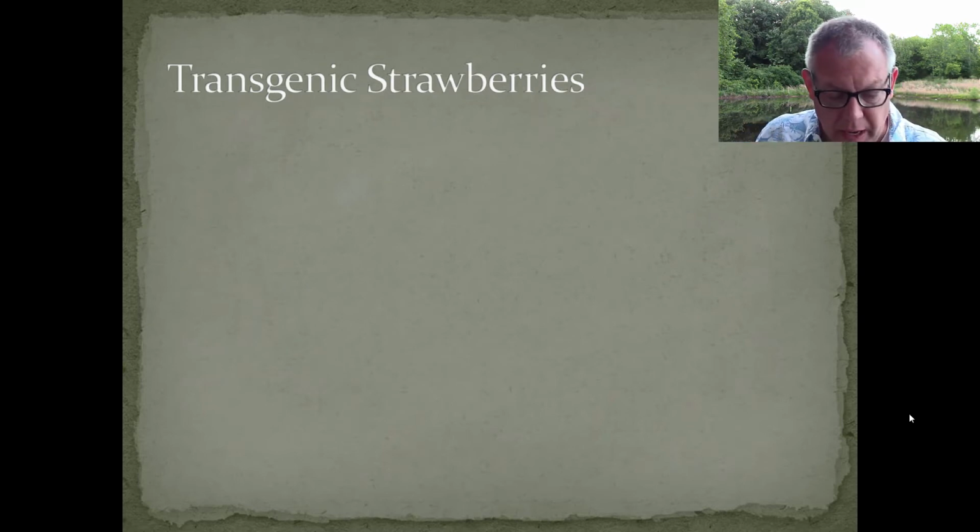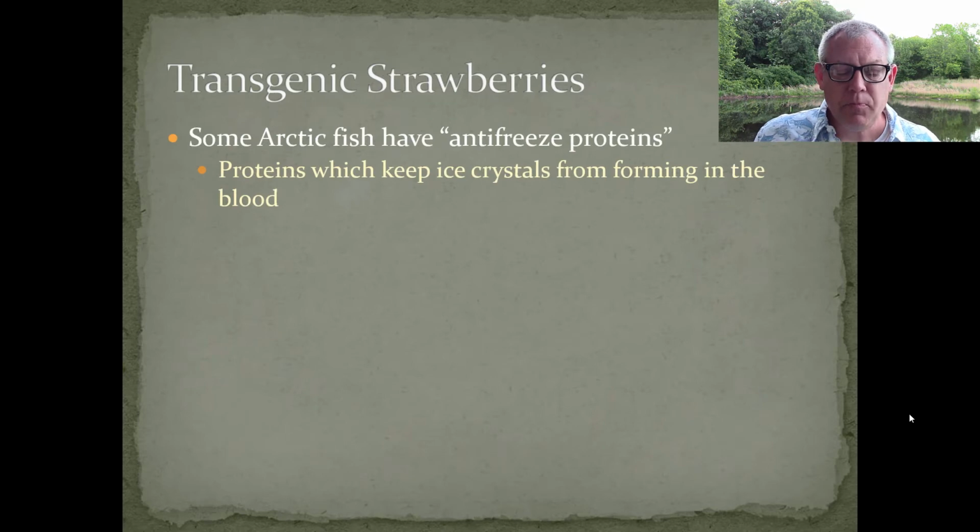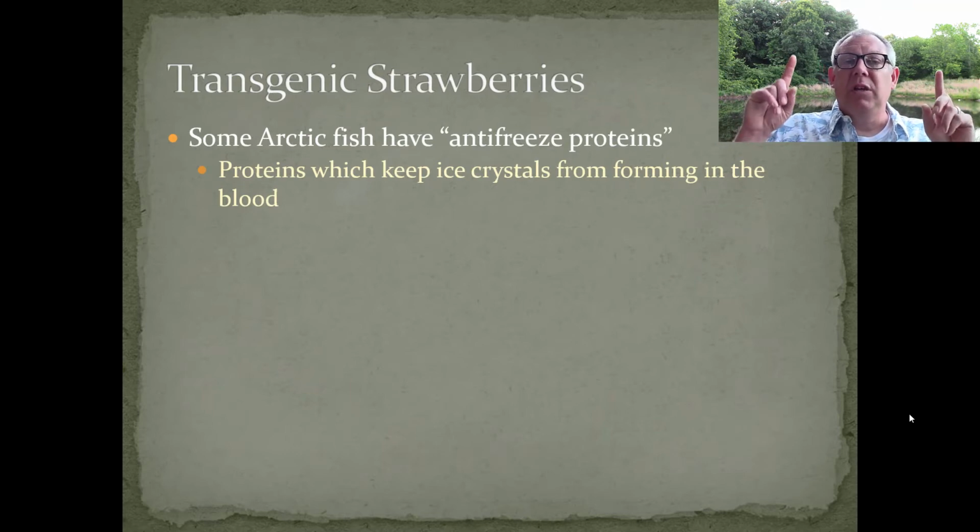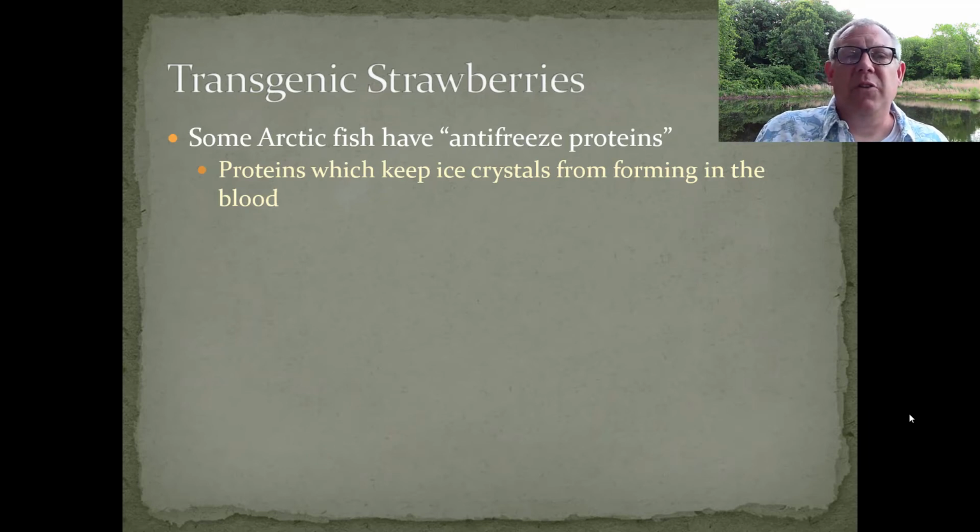Another agricultural example: transgenic strawberries. So that was moving some genes among different species of fish. Now we're going to talk about taking a gene from a fish and putting it into a strawberry plant. There are some Arctic fish, like the crocodile ice fish, which is a cool name, and they live in extremely cold water. They have what are known as antifreeze proteins. They have genes that produce these proteins, and the function of those proteins is to keep ice crystals from forming in the blood.